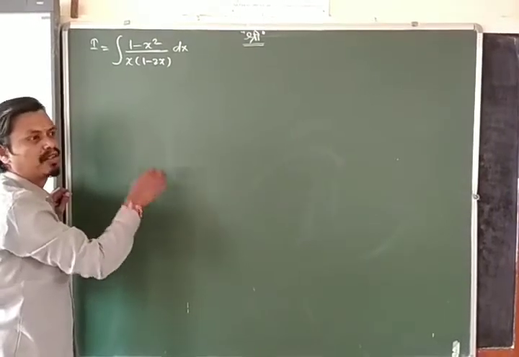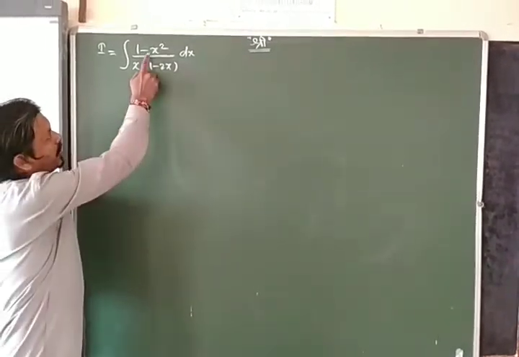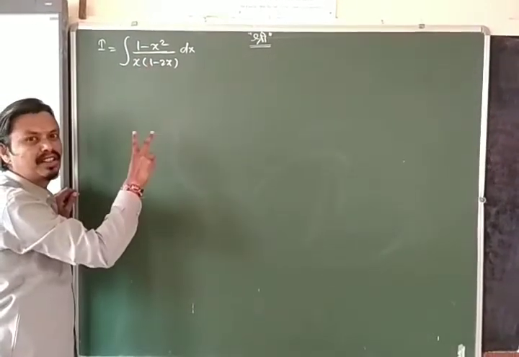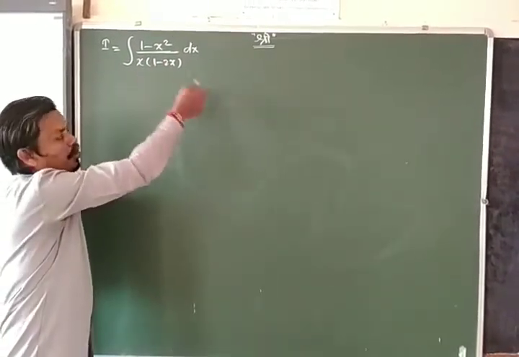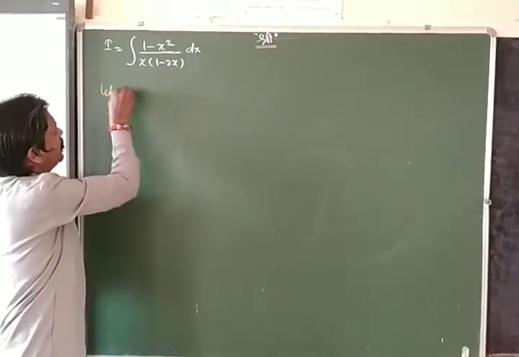So degrees are same, which means it is an improper fraction. So first we will convert it to proper. There are two conditions. If degrees are same, then there are two methods in which we can convert this into a proper fraction. So if degrees are same, then what can we do?